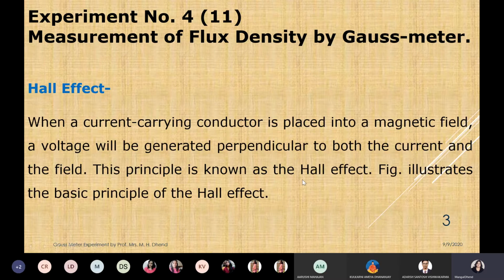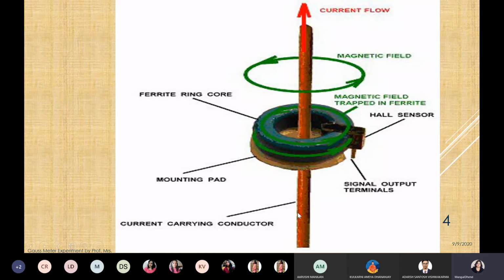This principle is known as the Hall effect, and the figure illustrates the basic principle of the Hall effect. So just see this figure. Here is the strip which you are taking towards the motor and placing in the magnetic flux density or field of the motor. So this is a semiconducting strip, and this strip is called a probe. I am saying strip so that you will understand the nature of that probe. It will be just a rectangular flat strip. Okay, so this is called a probe.